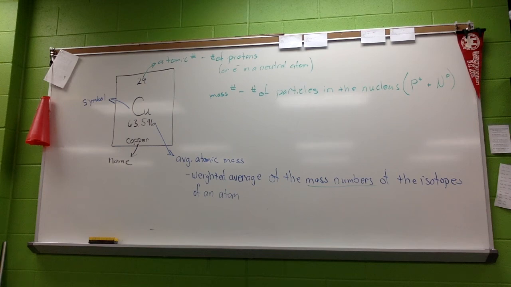Okay? Now, how many protons does every single atom in the history of the universe have of copper? How many protons does every single atom of copper have? 29. Okay? But notice that the mass of copper is 63. Its average mass is 63. Where does the rest of the mass come from? Different numbers of neutrons, which is what we're going to talk about on Monday.